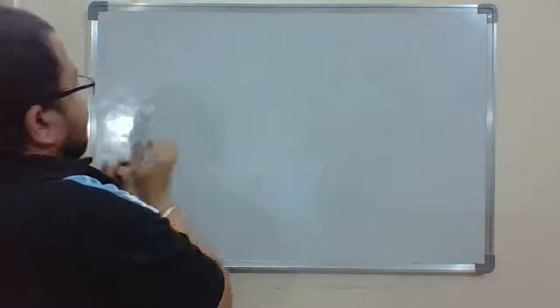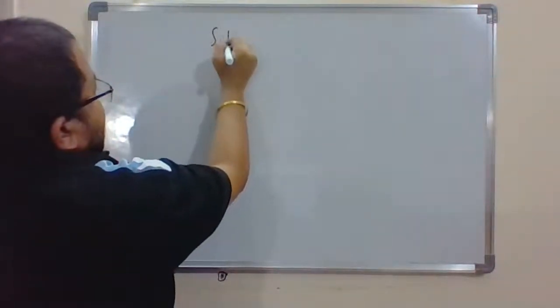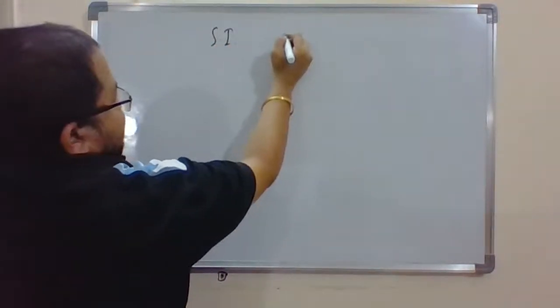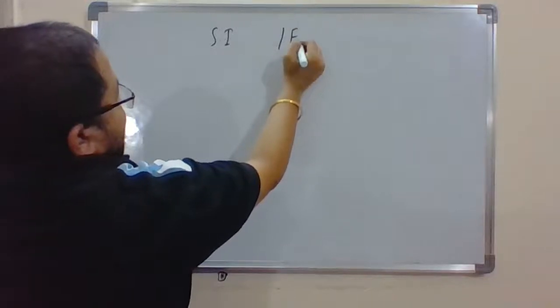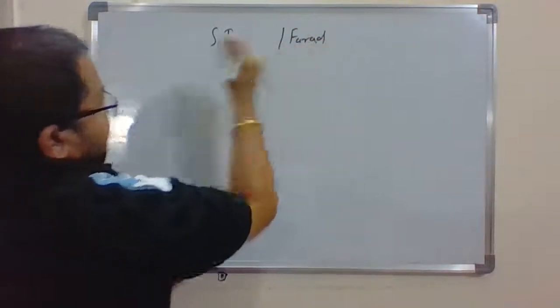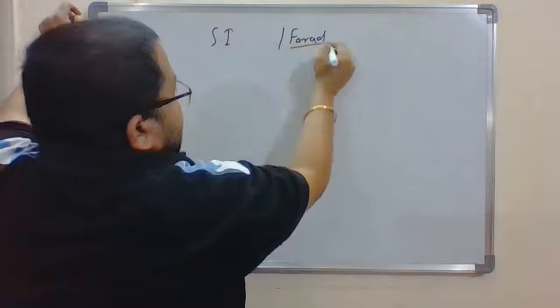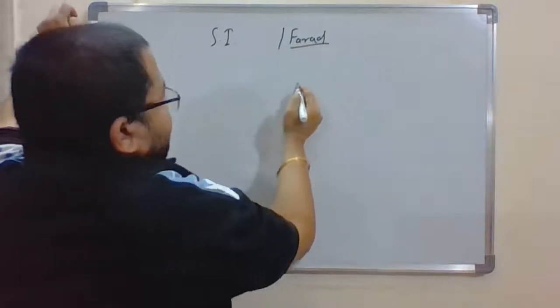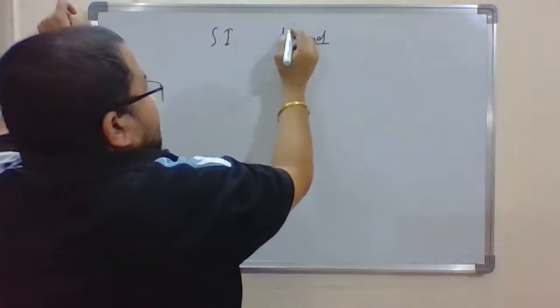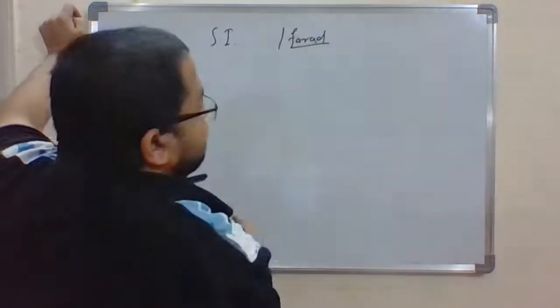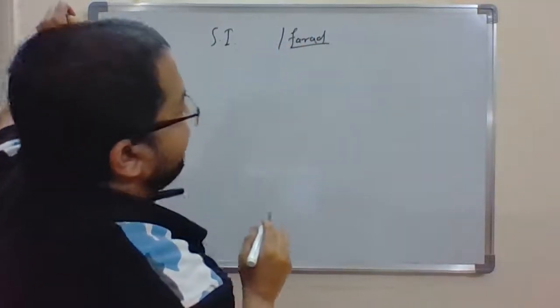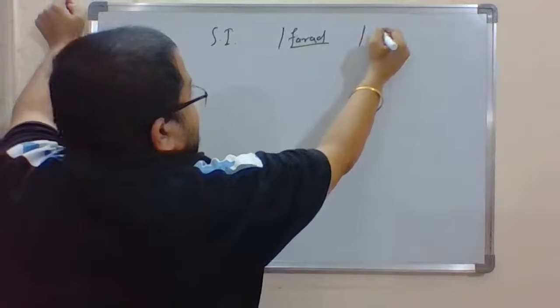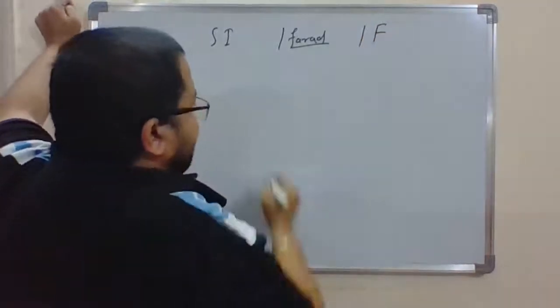The SI unit of capacitance is called 1 farad, is called farad. And as we know, even if we will always start it with a small letter f, right? And if we denote it by symbol, it will be 1 F.